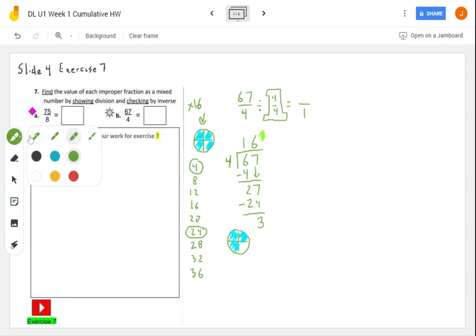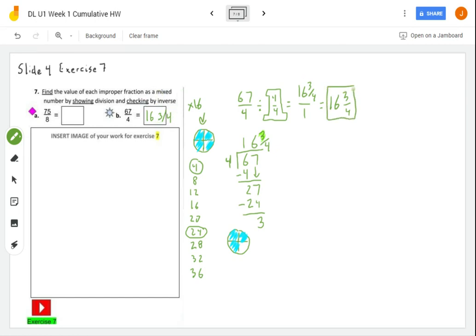3 out of 4. So our answer is 16 and 3/4 over 1, but if you have something over 1, then you can divide it by 1 and it's itself. So 16 and 3/4. In the box, what you want to do is put 16, put a space, and then 3/4. And I'll make sure that the box is big enough so you can show that. This is our answer. And now we're going to check by inverse.